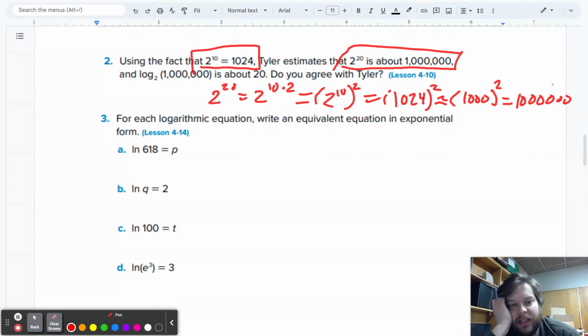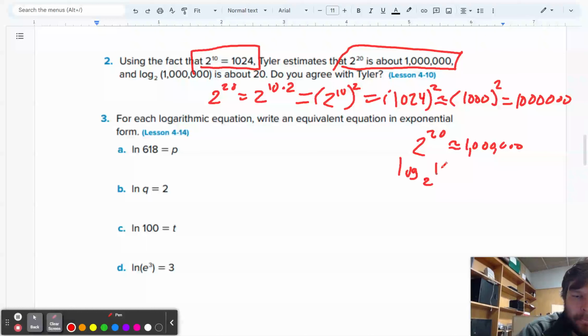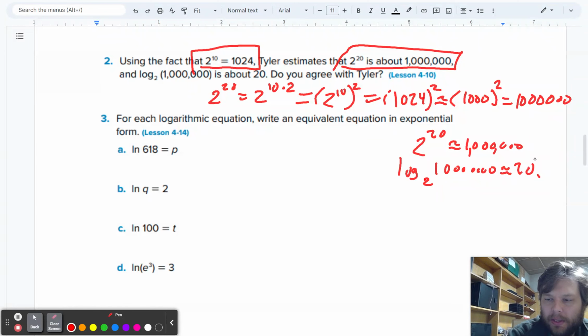Now let's think, is log base 2 of a million about 20? Well, yeah, I mean, if 2 to the 20 is about a million, then we keep the base the same and switch the other two pieces, and we get something that's about the same. So that's some pretty good estimation right there.